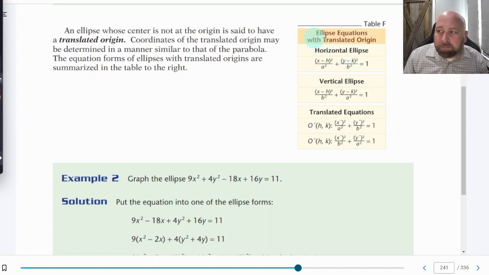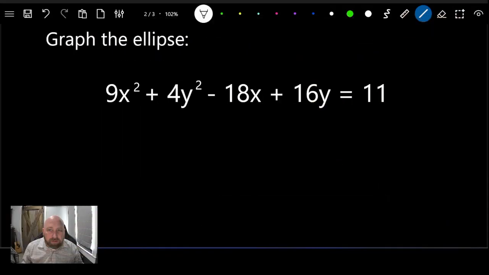So table F, ellipse equations with translated origin. Notice our h and our k are still there. So the h always goes with the x and the k always goes with the y. And so everything looks the same here. And then when we get our origin, it's just going to give us this same equation over here. We're going to pull out the translations, the h and the k, and hopefully everything will be good from there. All right, so let's go ahead and jump into it.